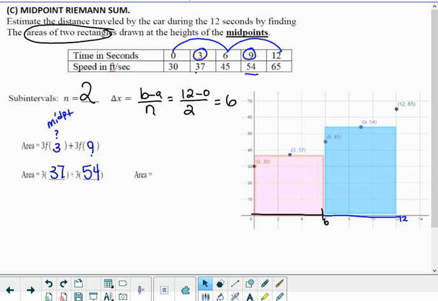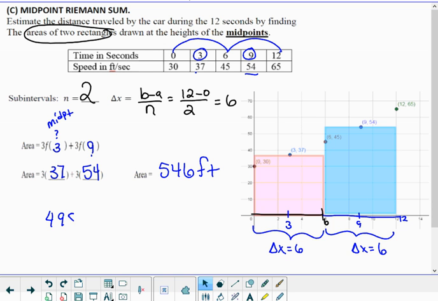So maybe you want to hit pause, draw those in. You can see that we have a delta x equal to 6 here and a delta x equal to 6 there, allowing us to get a middle value. All right, final answer on this one ended up being 546 feet. Is it surprising?